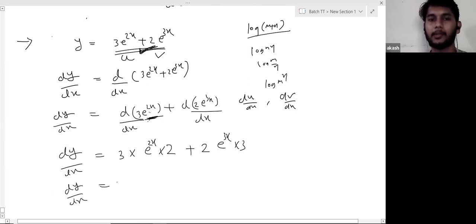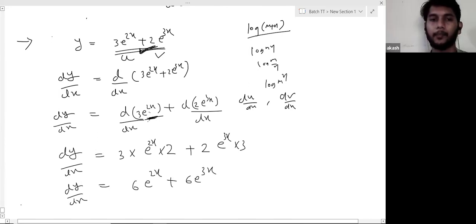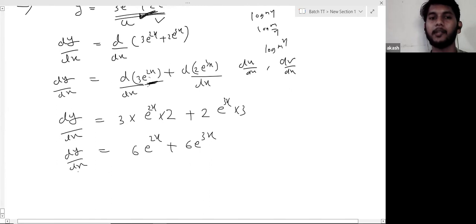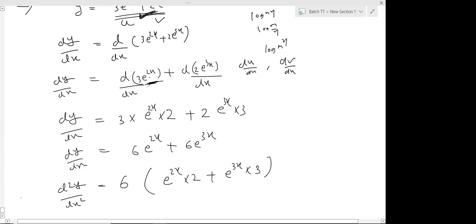So dy by dx is equal to 6e raised to the power 2x plus 6e raised to the power 3x. We can take 6 common. Now again we can differentiate, because in the question we need to find d square y upon dx square also. So this will be differentiation. Can I differentiate directly? Any issue? Anyone? Just tell me if you don't understand. This is e raised to the power 2x into 2 plus e raised to the power 3x into 3. Very simple. This thing is clear? Yes, sir.